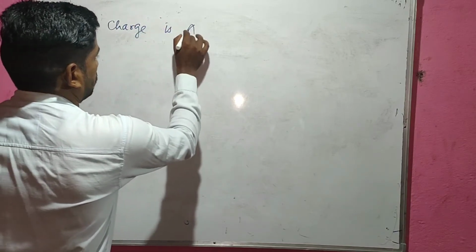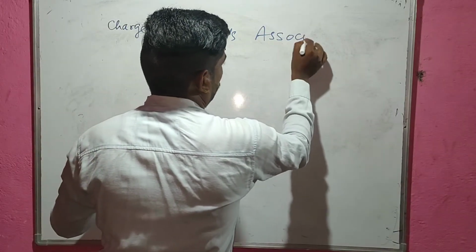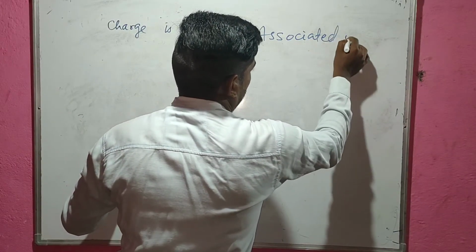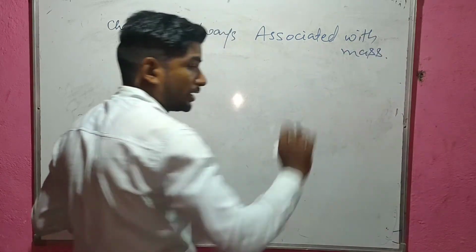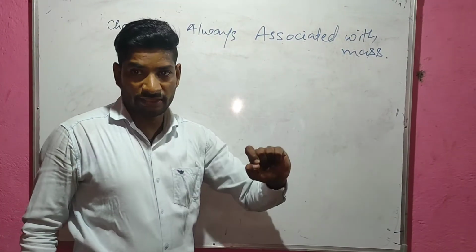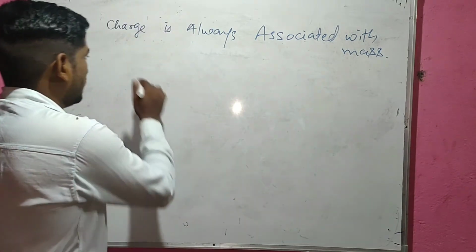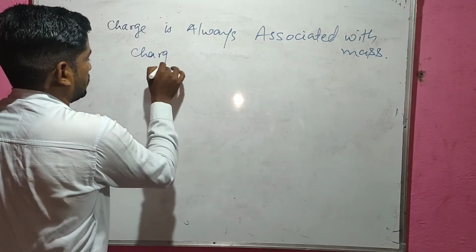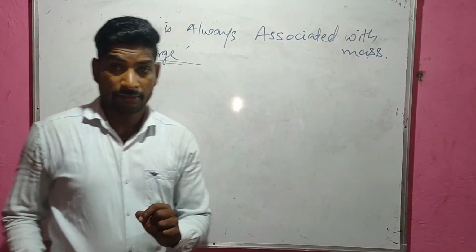Charge is always associated with mass. It means a body can exist without charge but cannot exist without mass. It means charge cannot exist without mass.